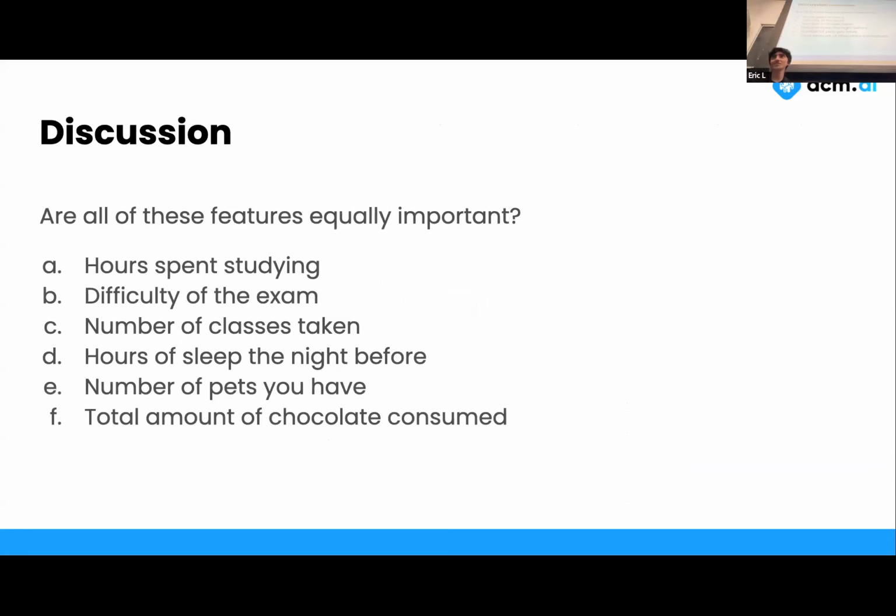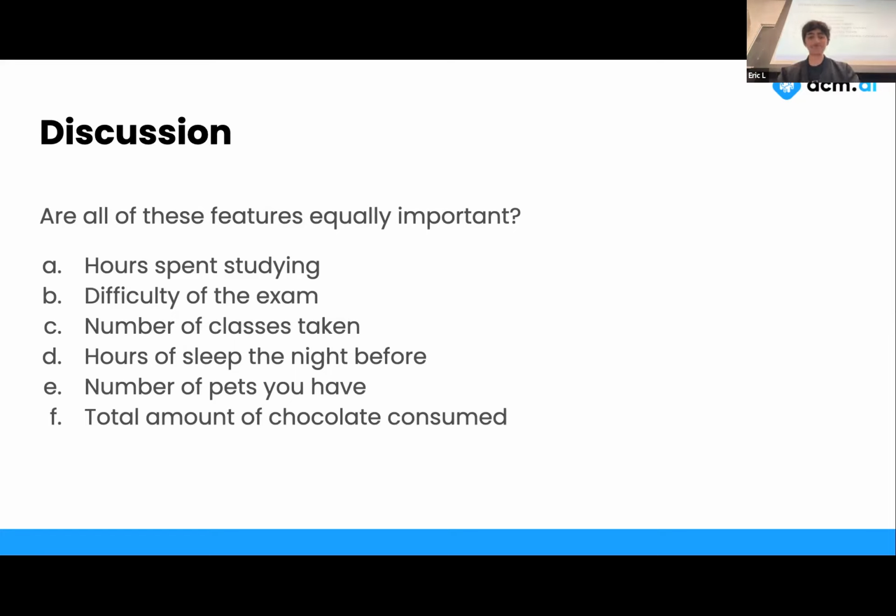Now we get into the discussion of, are all of these factors equally important? Hours spent studying before your exam. How many of you think that's an important feature? All right, understandable. Number of previous classes you've taken. How important do we think that is to performing on an exam? Somewhat important, maybe not as important as the amount of hours you spent studying. Number of pets you have. Very important, very important.